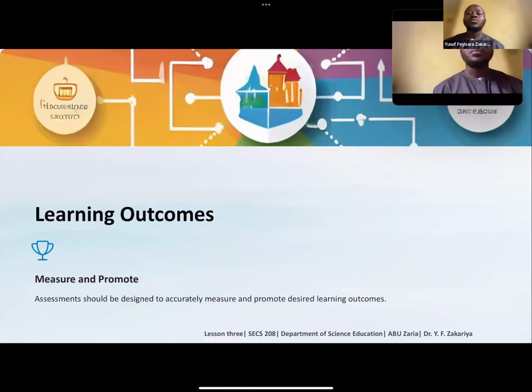Take note. The last consideration is the learning outcomes. You need to make sure that your assessment design is in line with what you set out to teach in the first place. This is very important. I've been saying this repeatedly. Take note. Do not assess what you don't teach, and do not teach what you will not assess.